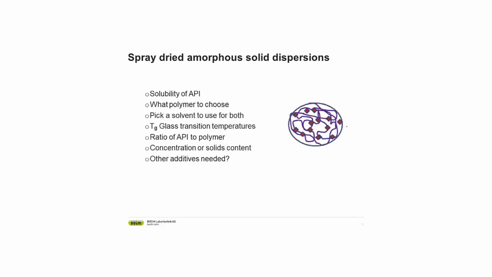Then once you have all that information and have determined all those parameters, so the concentration, the ratio, the glass transition temperature, and the solvent, you need to figure out if other additives are needed to protect your API, for example. And then you create a solution of all of them, and you can spray dry it. So amorphous solid dispersion is really to improve bioavailability of a product by putting it into an amorphous phase.